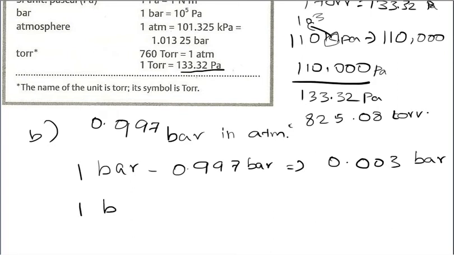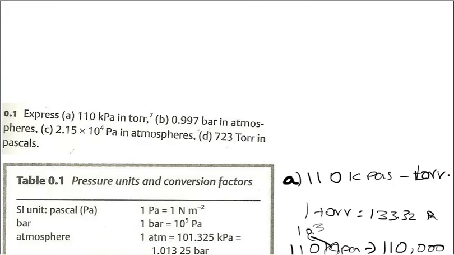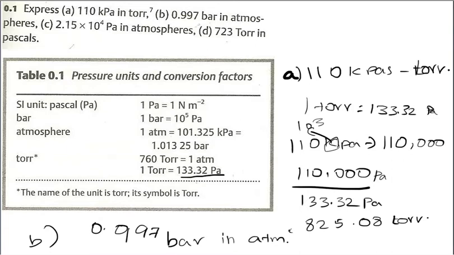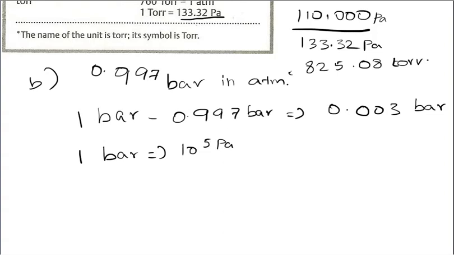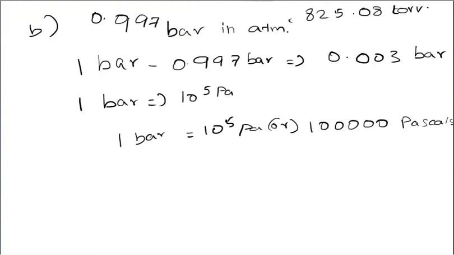So what is 1 bar, by the way? 1 bar is 10 to the power 5 pascal. It's right there in the conversion factor. 1 bar is equal to 10 to the power 5 pascals, and we need it in ATM. 101.325 kilopascal is 1 ATM. So how are we going to convert this? Let us bring it to the proper units: 10 to the power 5, or 100,000 pascals.